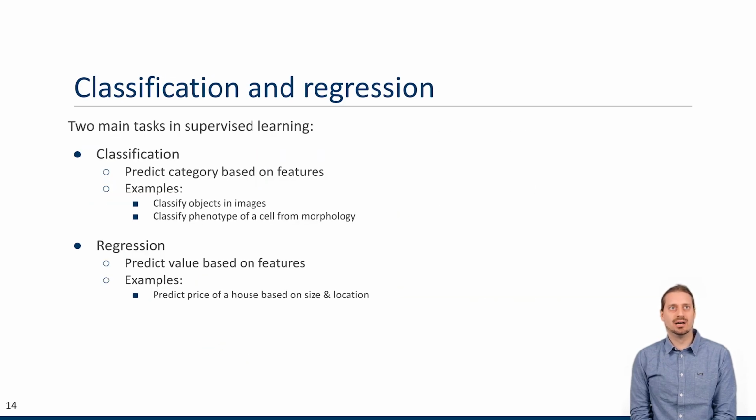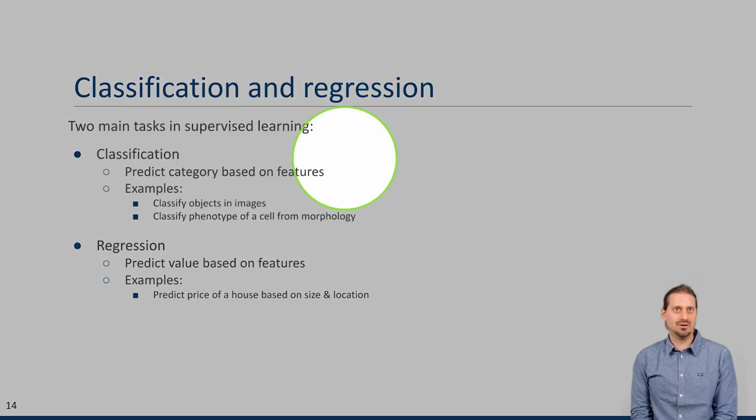Now going back to our supervised learning case, we have two main tasks in there. The one is classification, which is what we've discussed so far, right, to predict categories based on the features or based on our input data. So we have our data points, and then we have a number of categories, either two or more, and we want to classify our data into these categories. One example would be to classify objects in images, similar to what we've seen with the furniture already. The other would be, for example, to classify the phenotype of a cell from morphology features.